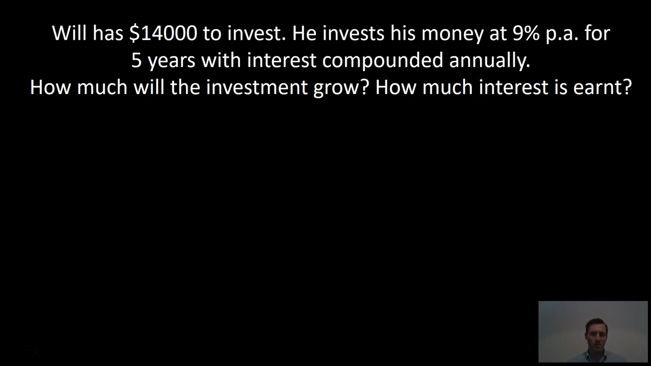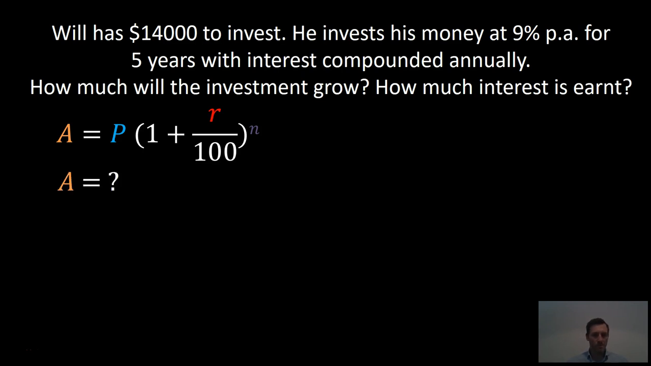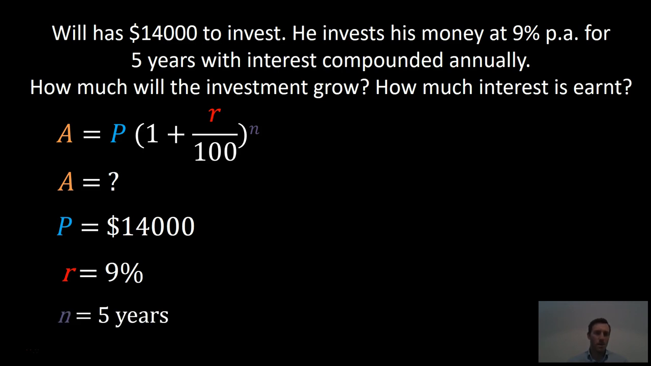Will has $14,000 to invest. He invests the money at 9% per annum for 5 years with interest compounded annually. How much will the investment grow? How much interest will he earn? We'll use the formula that converts the interest rate to a decimal. We're finding what the investment will grow to, which is A. The principal is $14,000. The interest rate is 9%. N, or the time, is 5 years.